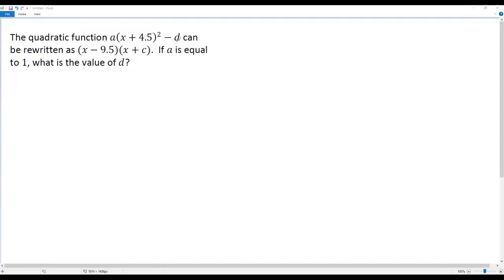Here we have a SAT math problem. Okay, let's cover the question. The quadratic function a times (x + 4.5) the whole square minus d can be rewritten as (x - 9.5) times (x + c). If a is equal to 1, what is the value of d?